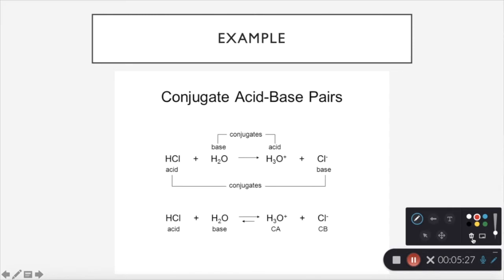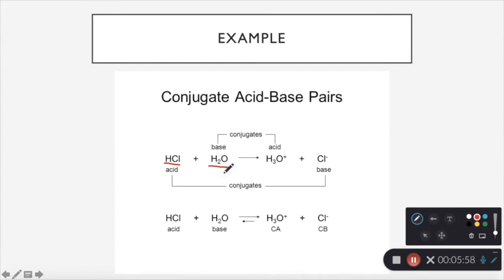So here we have an example of conjugate acid-base pairs. You can see here that we have hydrochloric acid as the acid and water as the base. Water can act as an acid or a base. It just depends on what you're reacting it with that determines whether it is the acid or a base. In this situation, hydrochloric acid is a strong acid, so relatively water is going to be more basic, which is why in this case it is acting as the base.